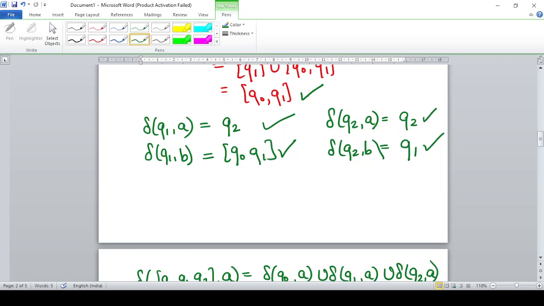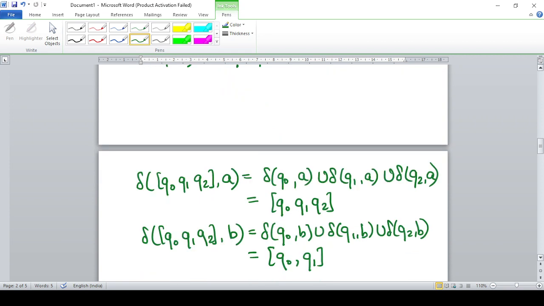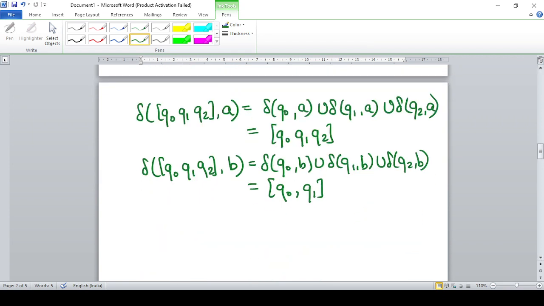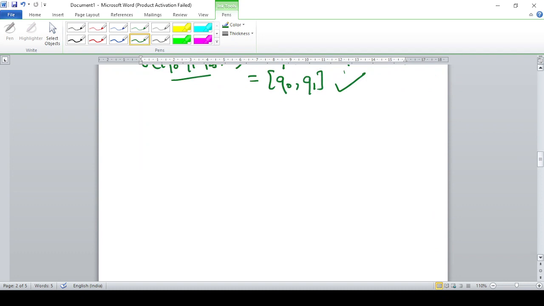Then which other states are coming on the right hand side? It is q0 q1 q2, which I have already defined for A and B, and q0 q1 you have already defined. So you can see that whichever state was coming on the right hand side, you have defined for all the input symbols. So what we do now is that we will make the transition diagram.